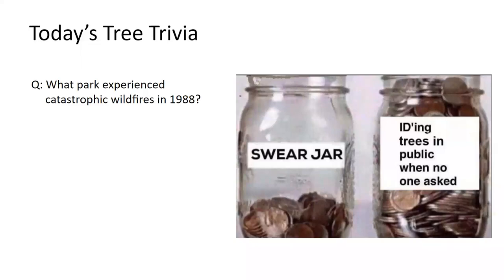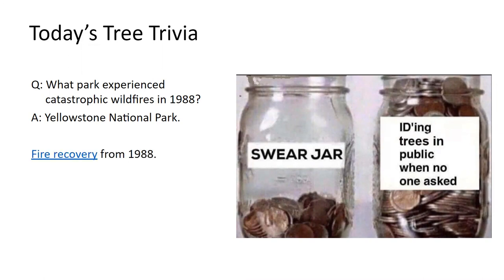So quick trivia question, what park experienced catastrophic wildfires in 1988? Okay, so that was Yellowstone National Park. It was really startling to visit there quite a few years later because it's so far north in Wyoming. The growing season is short, trees grow very slowly there, so recovery is also very slow. And I have an article linked here that talks about fire recovery after 1988.